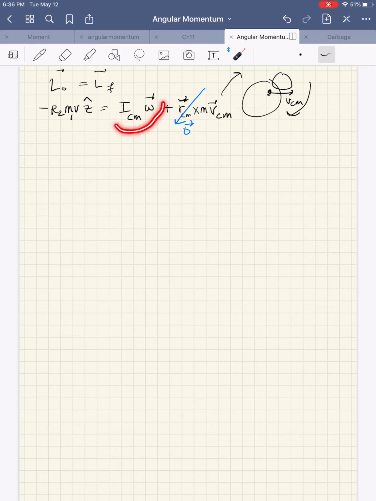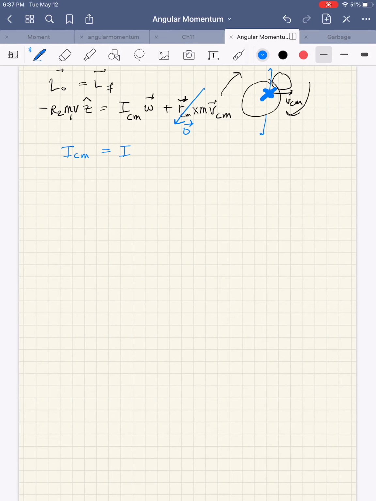So all I have to do now to find omega is to find the moment of inertia of the rotation around the center of mass axes. So let me go ahead and mark. Here's my center of mass, and I have an axis through this, right, because I'm rotating about the center of mass right now. So I have to find the moment of inertia of this object about the center of mass, and it's a composite object: the moment of inertia of the upper disk and the moment of inertia of the second disk about the center of mass.